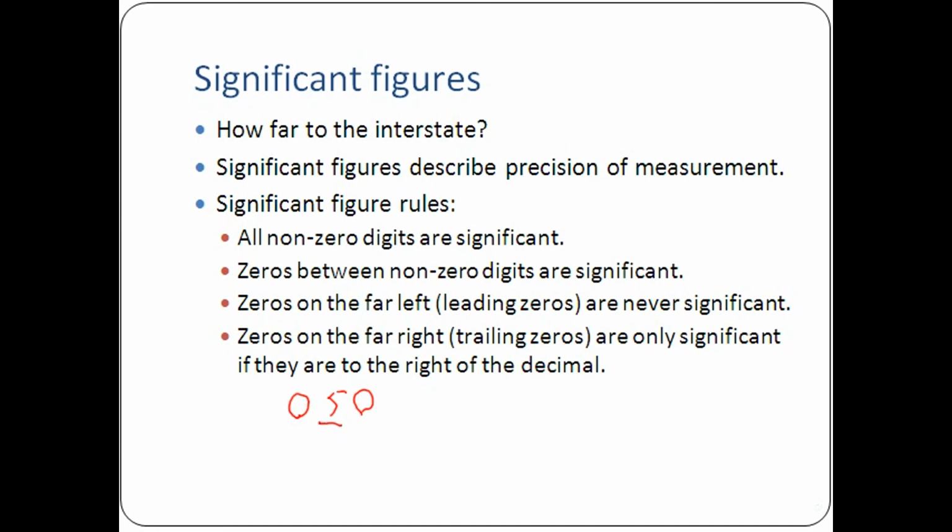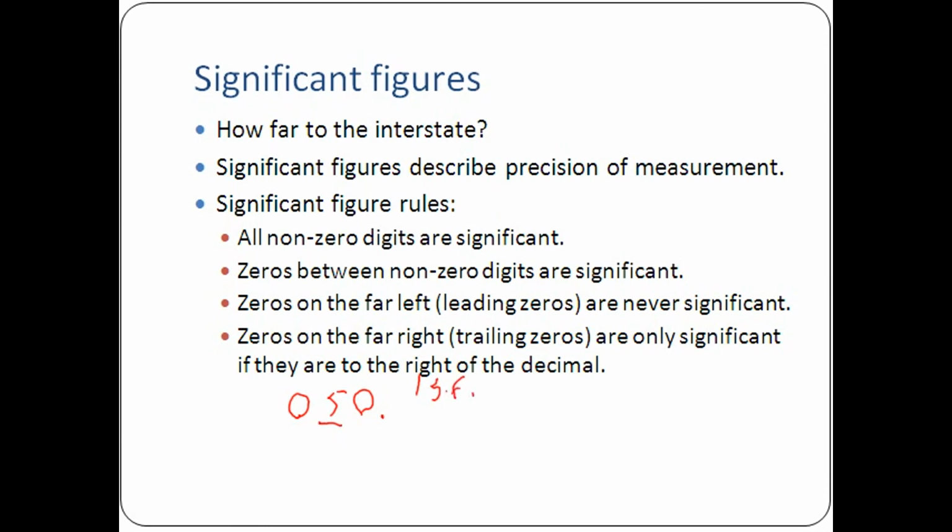What about that last 0? This is where we go to rule 4. Zeros on the far right of a number, trailing zeros, are only significant if they are to the right of the decimal. Where's the decimal here? It should be right there. Because that 0 is to the left of the decimal, it's not significant. This number only has 1 significant figure.